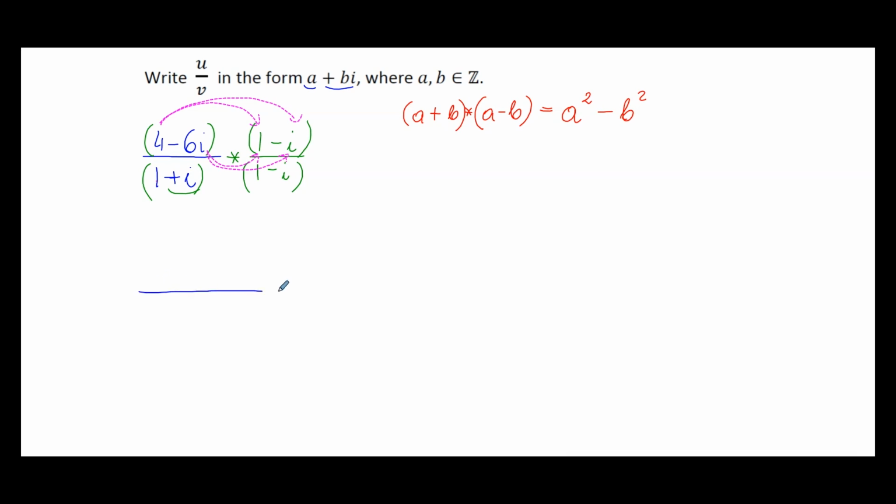Okay, let's do our multiplication. 4 multiplied by 1, that is 4. 4 multiplied by minus i, not forgetting, that is just minus 4i. Minus 6i multiplied by 1 is minus 6i. Minus 6i multiplied by minus i.